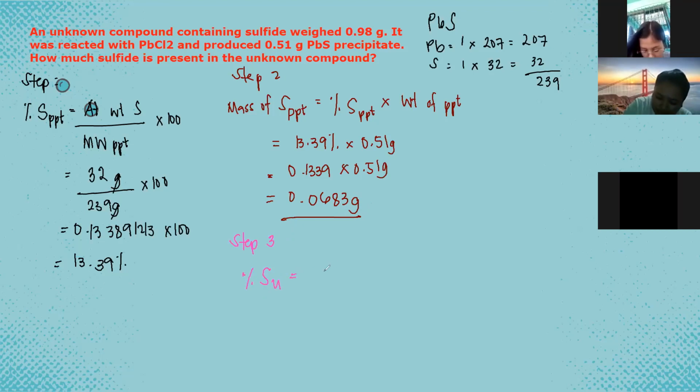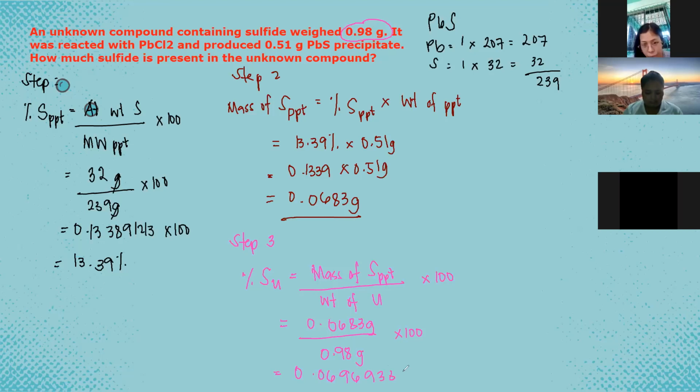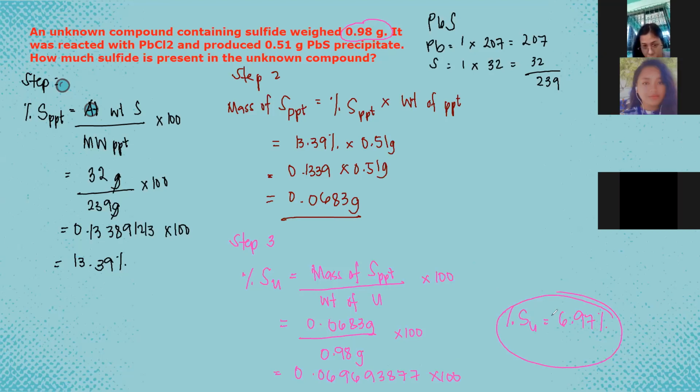Percent of sulfide in the unknown is equal to the mass of sulfide in the precipitate divided by the weight of the unknown times 100. So yung mass of sulfide in the precipitate, that is the one that is computed sa step 2, 0.0683 grams divided by the weight of the unknown sa given one, 0.98 grams times 100. So let us divide 0.0683 divided by 0.98 is 0.069693877 times 100, and let's round it up to 2 decimal places. This is 6.97%. So yan yung sulfide na nasa unknown natin.